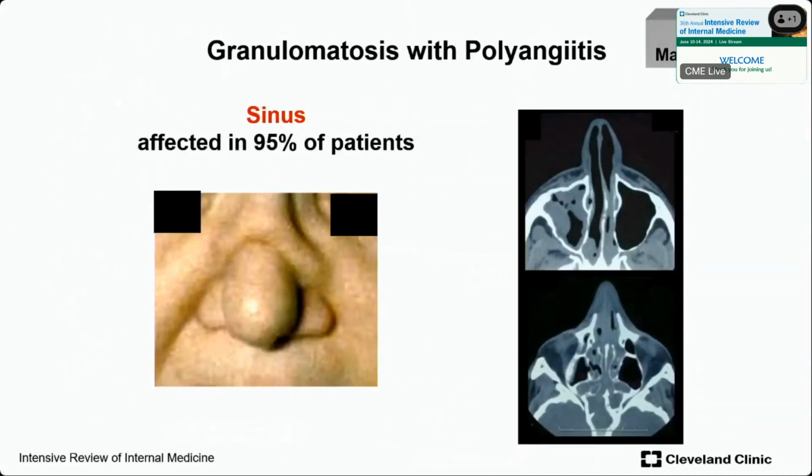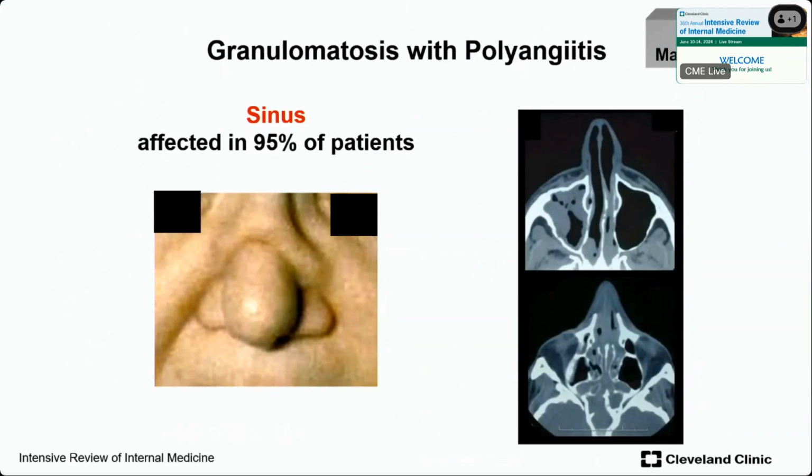Granulomatosis with polyangiitis affects the sinus and upper airways in about 95+% of these patients. This is something we can appreciate in the office when we examine the nasal membranes, and we'll typically see ulceration and cobblestoning. By computed tomography, as seen on the right, we can see thickening of the sinus mucosa, here involving the maxillary, sphenoid, and ethmoid sinuses.